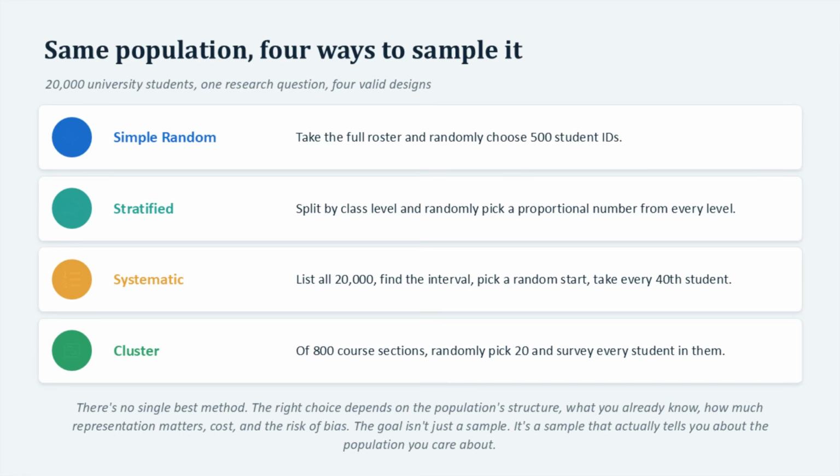It depends on how your population is structured, what information you already have, how important it is to represent particular groups, how much time and money you have, and how much risk of bias you're willing to accept. Because in the end, the goal isn't simply to get a sample. The goal is to get a sample that gives you useful, honest, and reasonably representative information about the population you actually care about. And that's what good sampling is really about.